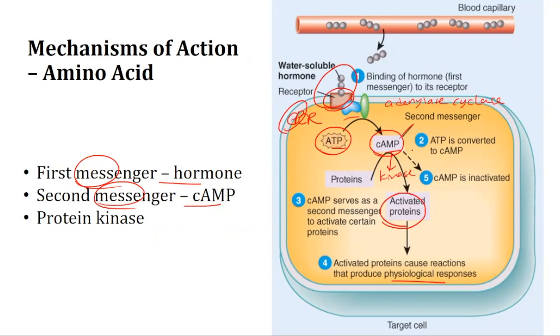So you have to remember that amino acid derivatives are not capable of trespassing the cell membrane, and they're going to remain on the outside. And instead of forming a complex that acts as a transcription factor, they're going to interact with G protein coupled receptors.